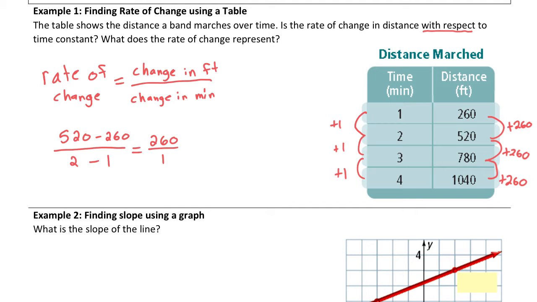So this 260 over 1, what this represents, it means the band travels 260 feet every 1 minute, every minute. Okay? So a rate of change tells you how one quantity is changing with respect to another. So how distance is changing with respect to time. So that's an application of it.